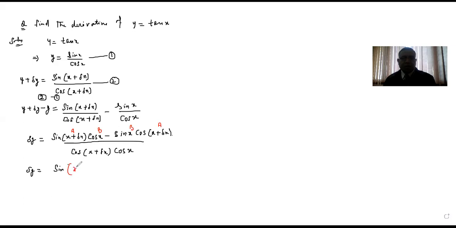A is x plus delta x minus x over cos x plus delta x cos x. Delta y is equal to sin delta x over cos x plus delta x cos x.